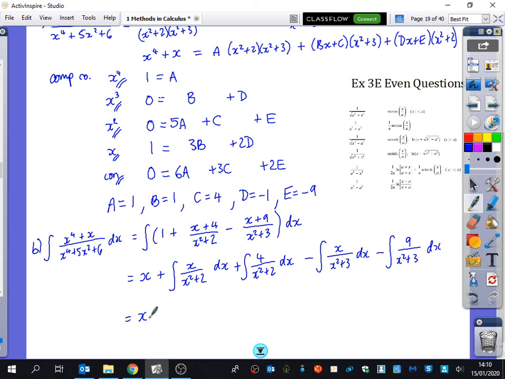So I get x. What does x over x squared plus 2 integrate to? A half ln of x squared plus 2. What does this integrate to? Take the 4 out first. What you might like to say here is your a squared is 2, so a is root 2, and there's a 4 outside the front as well. So you get plus 4 over root 2 arctan of x over root 2. We have a minus a half.